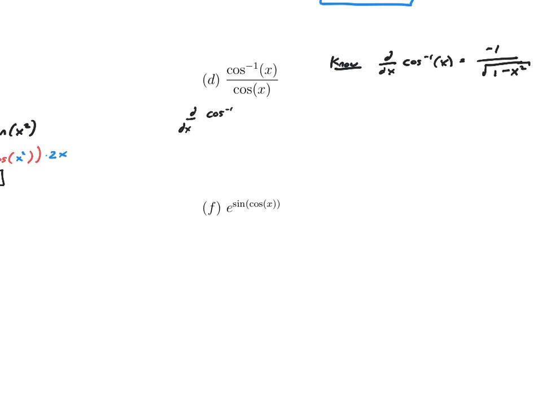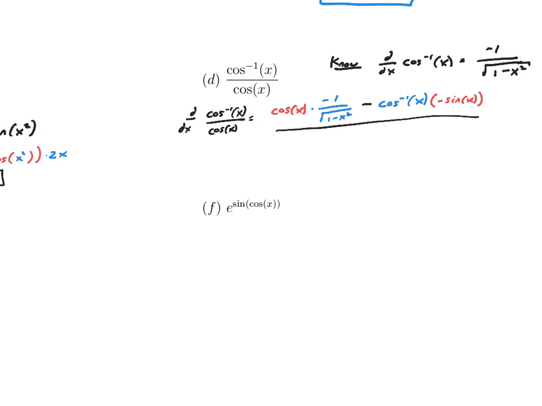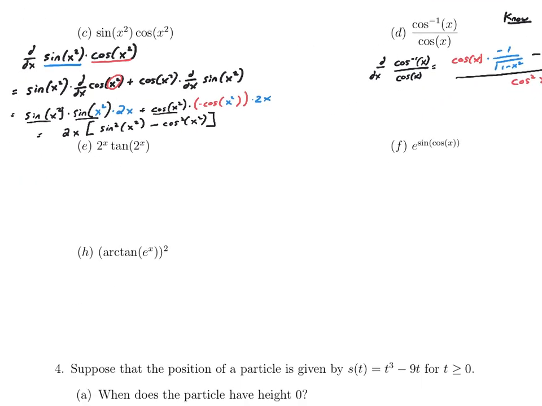Okay. So I'm going to have the bottom times the derivative of the top, minus the top times the derivative of the bottom, which is negative sine of x, all divided by the bottom squared. And you can simplify that if you want, but I'm going to move on.